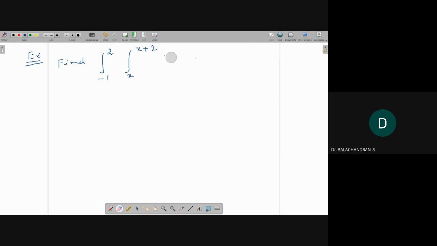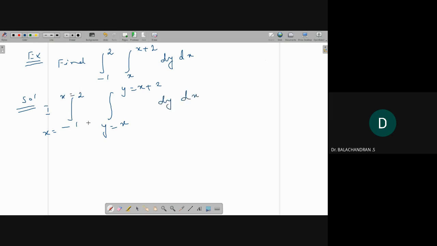So the original problem is like this, dy dx. Okay, so the solution. Here x varies from minus 1 to 2, and y equal to x to y equal to x plus 2.